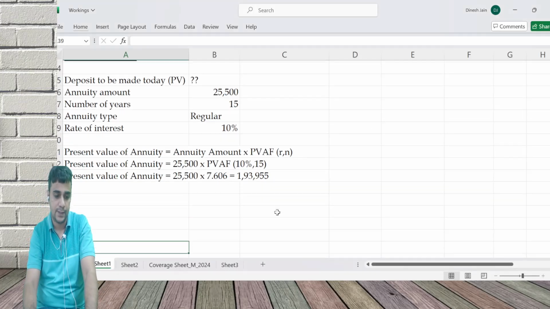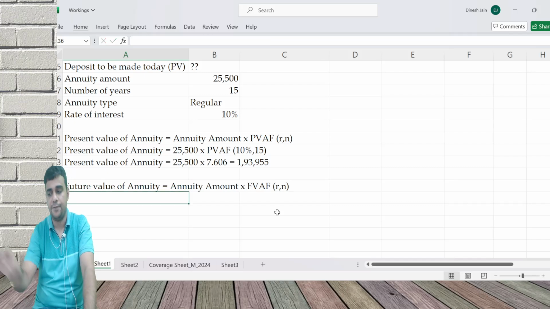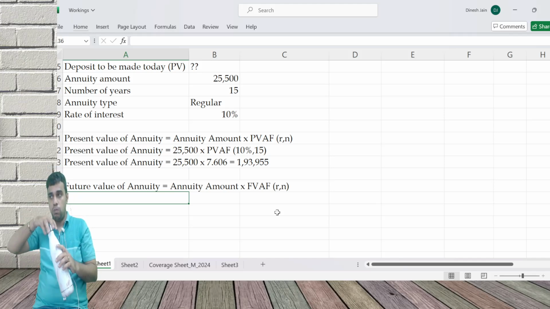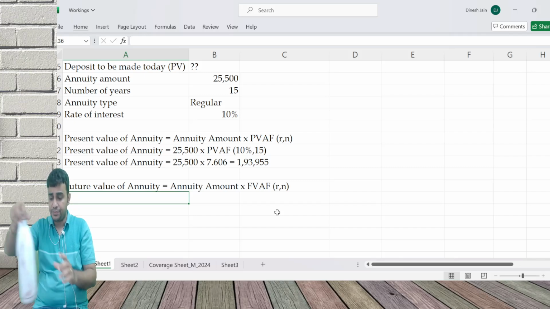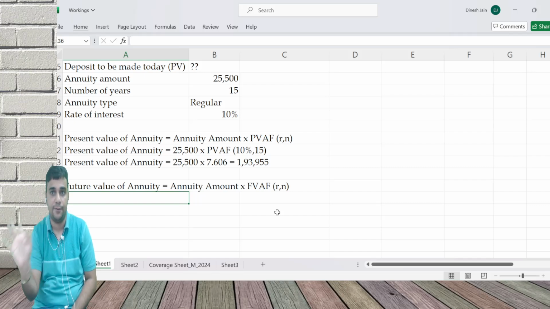Now, future value of annuity is equal to annuity amount into FVAF R comma N. Be it present value annuity factor or future value annuity factor, we multiply only. How do we calculate present value factors? By doing division, and how do we calculate future value factors? By doing multiplication. That's the difference, that's all. But in the end, whatever factor you get, you only do multiplication.